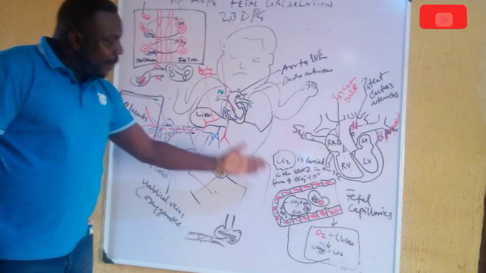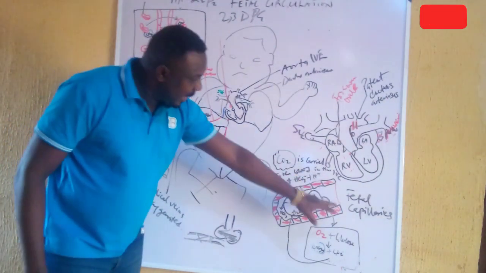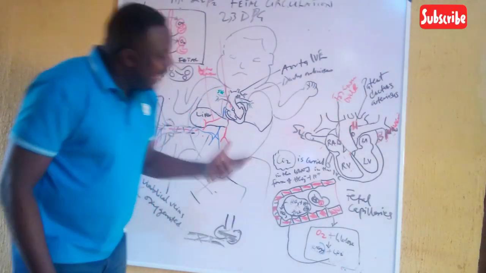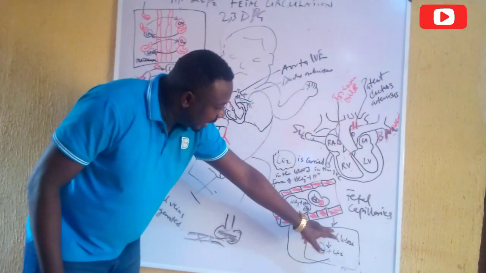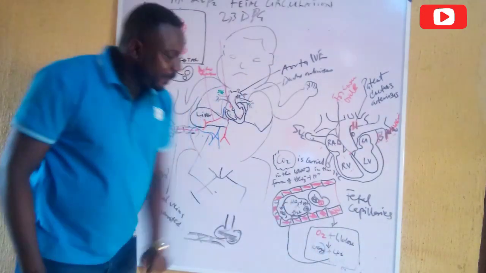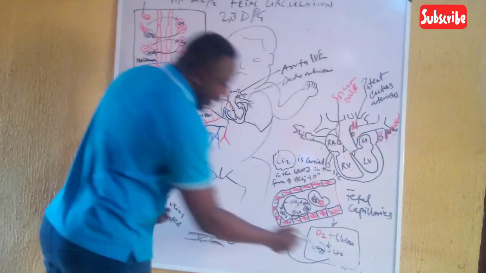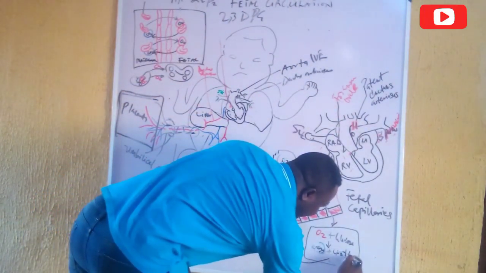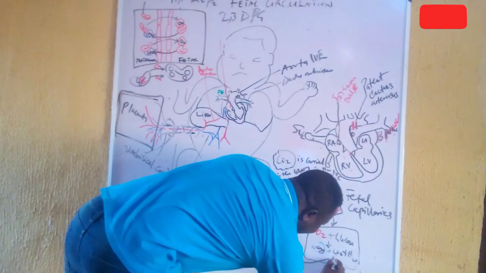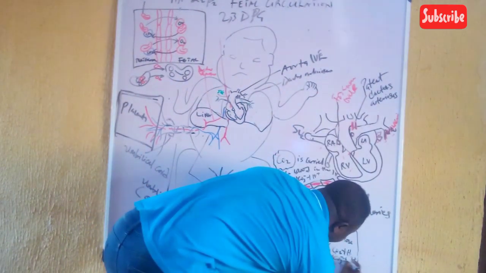Now, let's talk about what happens in the fetal tissue. In the fetal tissue, of course, this is a fetal capillary and this is the tissue. Oxygen is released from the red blood cell into the cells of the tissue, and then oxygen combines with glucose to give us energy and carbon dioxide. And the carbon dioxide combines with water to produce bicarbonate ion and a hydrogen ion.